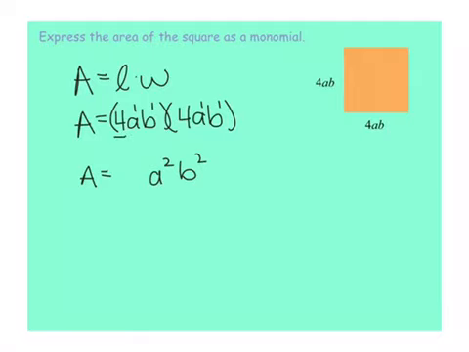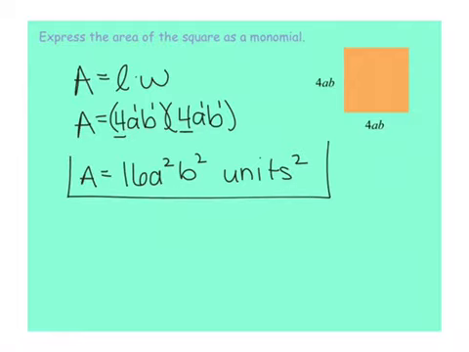I just have to remember these are not exponents, so we don't add those, we actually multiply them. So 4 times 4 is going to give me 16. And then I'm going to label this, because we are talking about area. It's going to be a unit squared, and we are done.